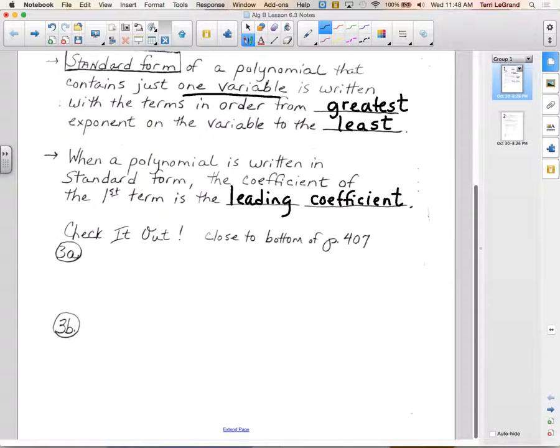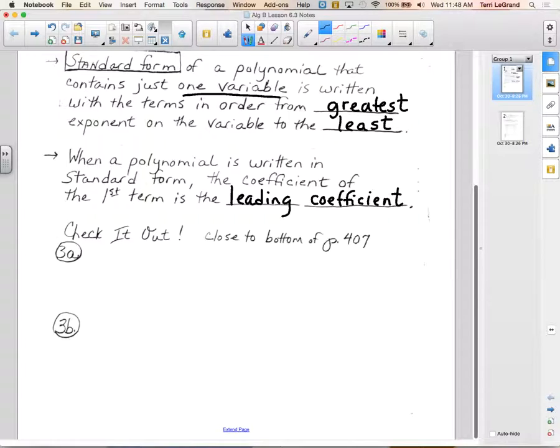Okay. So the coefficient of the first term is what we call the leading coefficient. If you're in first, you're leading. Leading coefficient. So we've talked about monomials. A monomial is actually a polynomial. Other polynomials are made up of monomials. When you have a polynomial, you can write it in standard form. And when it is in standard form, the coefficient on the leading term is called the leading coefficient.